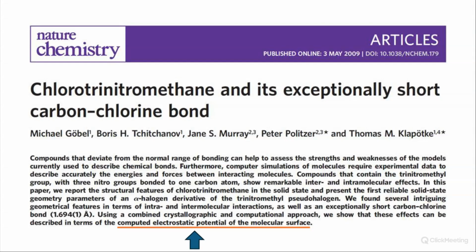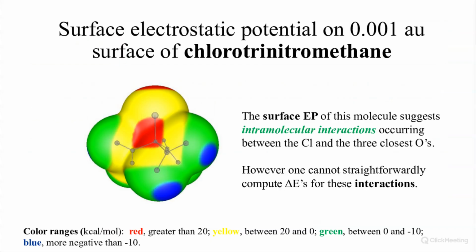And so we went back. Of course, I had my travel laptop and I ran a calculation, and we could see right away some very interesting things about this molecule. In the abstract it said we use the computed electrostatic potential on the molecular surface to explain this contracted bond length. And let's see what I have here. Okay, this is on the 0.001 au surface.